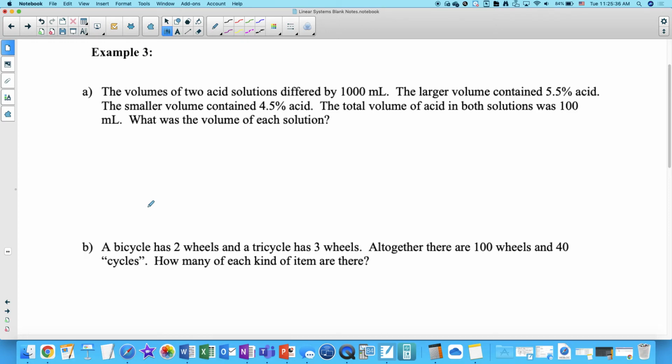Okay, thank you. So here is our first example. We're going to do the first one, and then we'll set up the next two, and I'll get you guys to finish those off. Okay, so the volume of two acids differ by 1,000 milliliters. The larger volume contained 5.5% acid, and the smaller volume contained 4.5% acid. The total volume of acid in both solutions was 100 milliliters. What was the volume of each solution? Okay. What are the unknowns here?